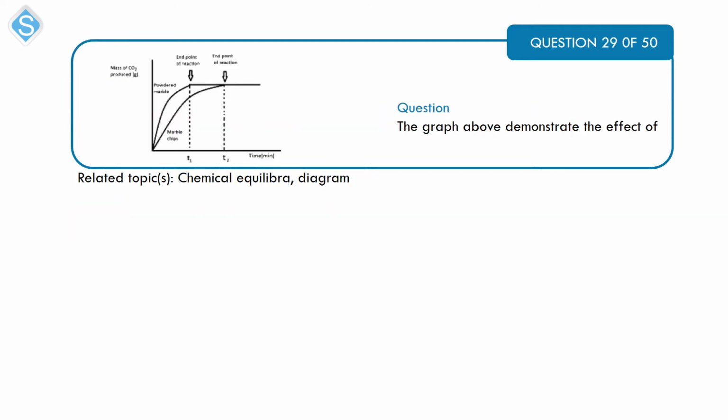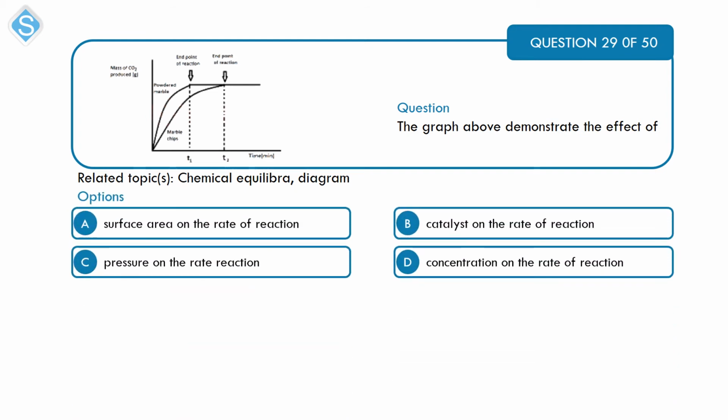Alright, next is a question on chemical equilibria. The graph above demonstrates the effects of A, surface area on the rate of reaction, B, catalyst on the rate of reaction, C, pressure on the rate of reaction, D, concentration on the rate of reaction.